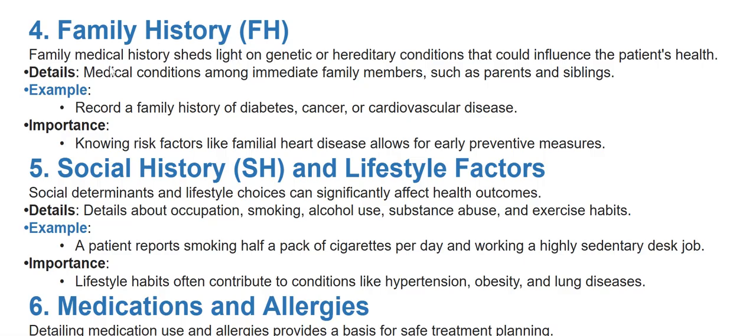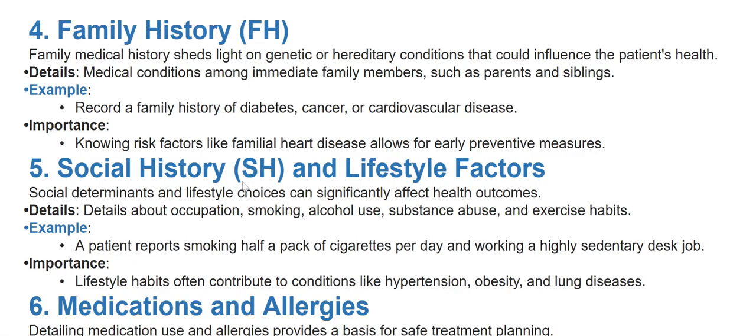Family history, FH. Family medical history sheds light on genetic or hereditary conditions that could influence the patient's health. Details here: medical conditions among immediate family members, such as parents and siblings. Example: record a family history of diabetes, cancer, or cardiovascular disease. Importance here: knowing risk factors like familial heart disease allows for early preventive measures.